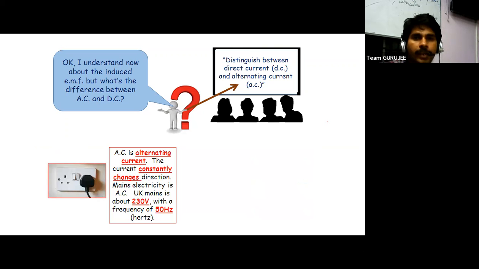Next one, okay. Alternating current. Alternating current changes its direction constantly. That is alternating current, in India. Alternating current depends upon that, okay?